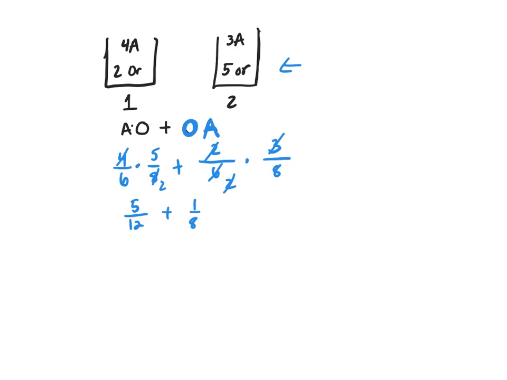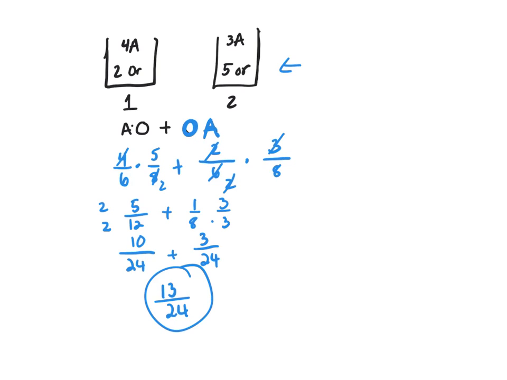And what's the smallest number that 12 and 8 will go into? You could use a process that I've taught you on how to find the LCD, but you can probably eyeball it and just tell it's 24. What do I need to multiply 12 by to get 24? 2. But I can multiply the top by 2. It's 10. Need to multiply that by 3. Multiply the top by 3. It's 3. That gives you 13 over 24 for an answer.